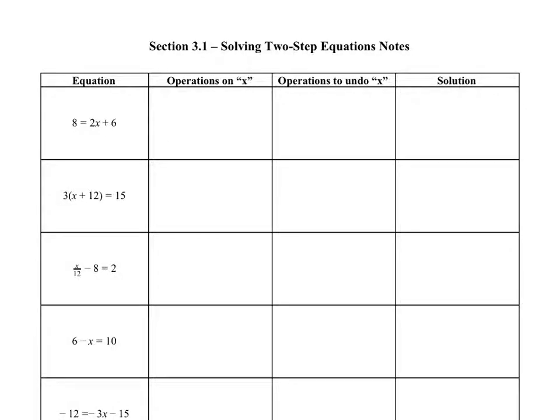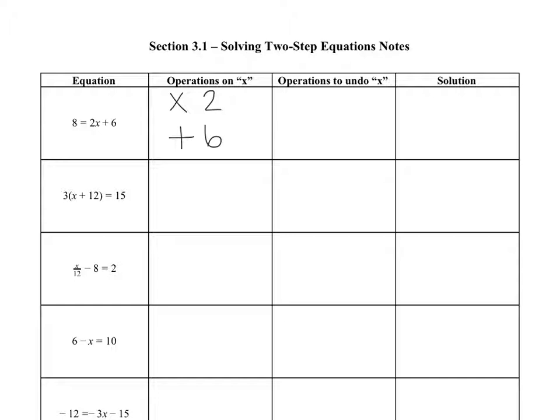You can solve any equation by using the order of operations in reverse. So when I'm solving an equation, I like to think of what's going on with x. What we're doing is multiplying x by 2 and adding 6. So I'm going to write multiplying by 2, and then adding 6.